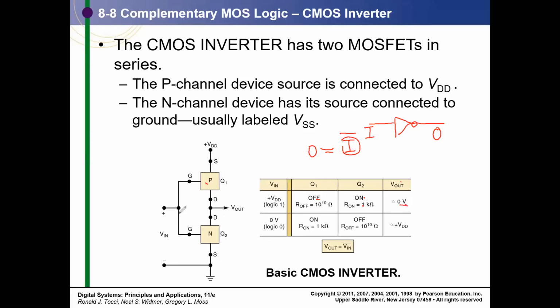When you apply logic 0, the P is conducting and the N is off, non-conducting, high impedance. So VDD can come to the output, and on the output you have VDD, which corresponds to logic 1. So when you apply 0, you get 1, and when you apply 1, you get 0. It is behaving like an inverter. V out is V in bar. This is the basic structure.